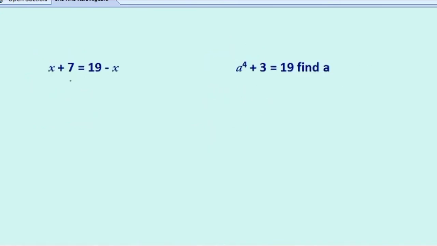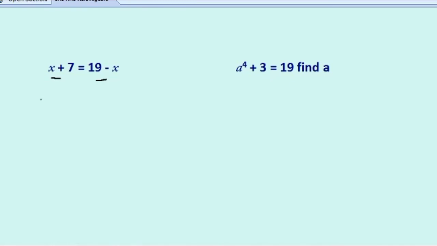Now see, here there is a problem. On both sides of the equation there is x. Like here it is x plus 7 equals 19 minus x. How do we solve this? What we have to do? We have to take all the x on one side and all the numbers on one side.